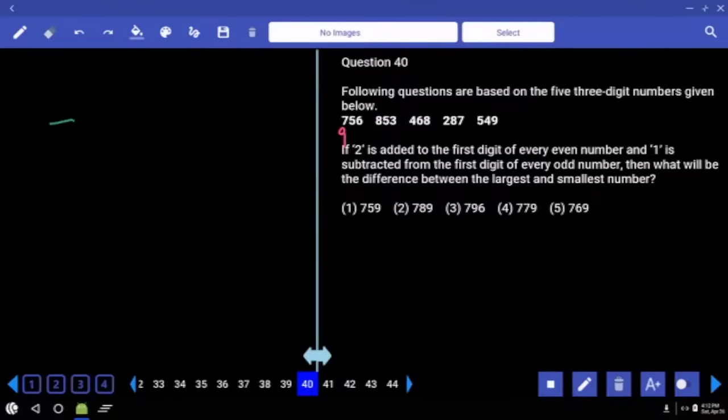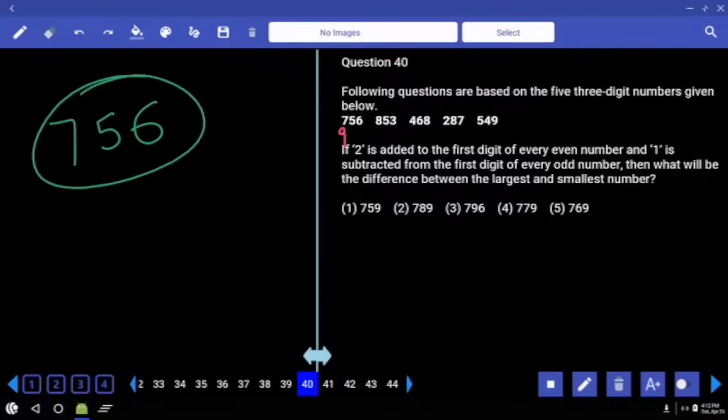Now what is the number we have? 756. Now is this 756 an even number or an odd number? Even number. How much is added? 2 is added. Does that make sense? It is not asking to add to an odd digit or even digit.